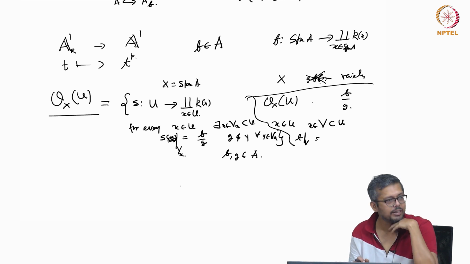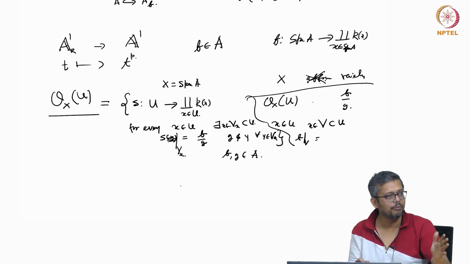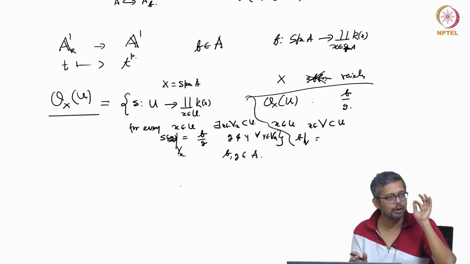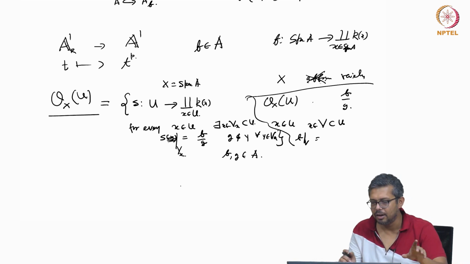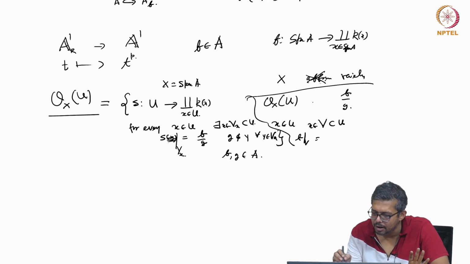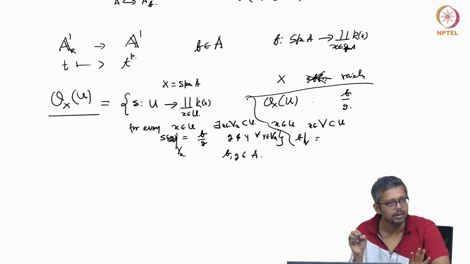On Vx. So when you restrict a function, it's a function from U to V for every point X around that. The only thing is that you have to be a little careful that the function does not take values in a single field.